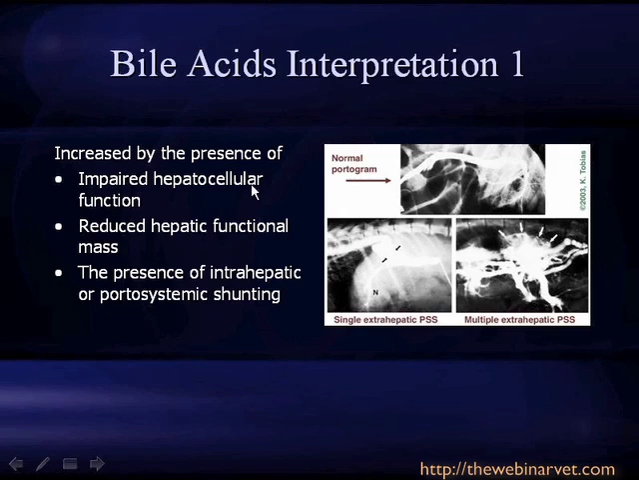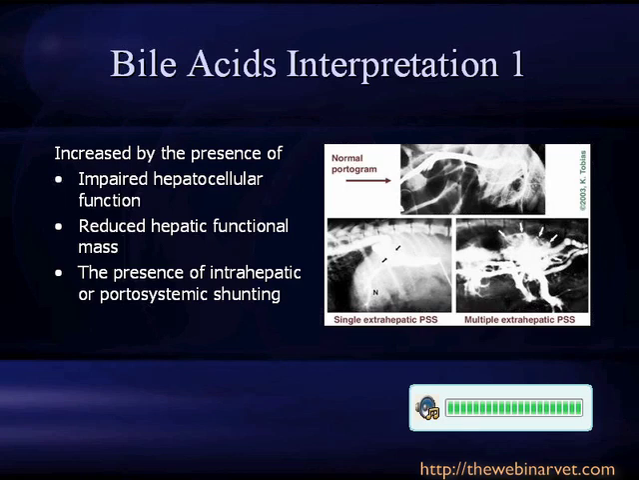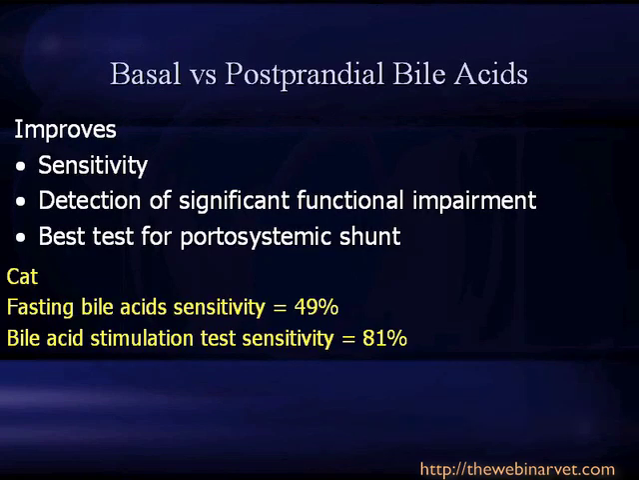So bile acids can be affected because the hepatocytes aren't working properly, or because we don't have any hepatocytes left, either in the context of a shunt because the hepatocytes are just being bypassed, or in the context of cirrhotic liver disease because we've got no hepatocytes left. Or our third possibility is that the blood is simply bypassing through other vessels and making its way back into the normal circulation. So that's our default differentials for increased bile acids. It's reduced hepatic function, reduced number, or we've got shunting going on.